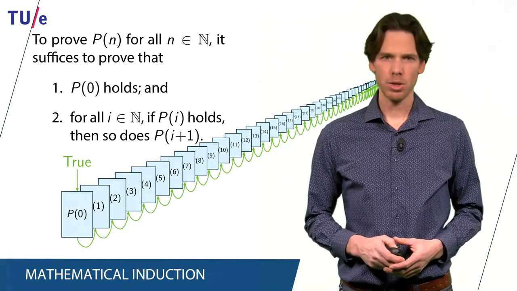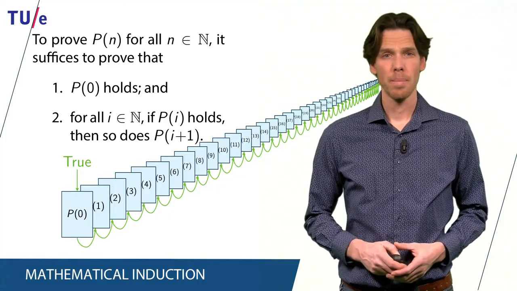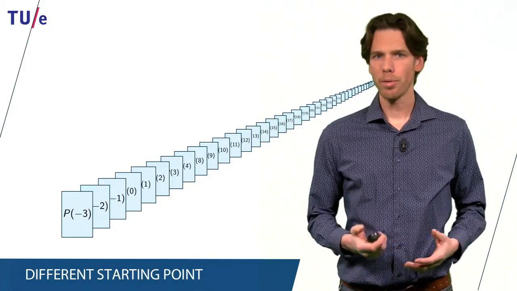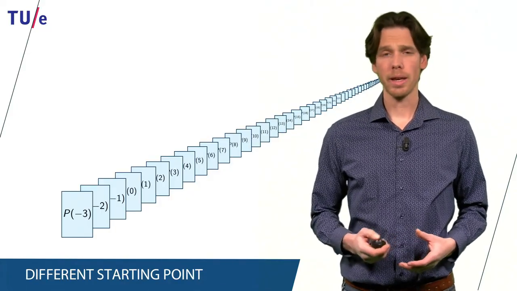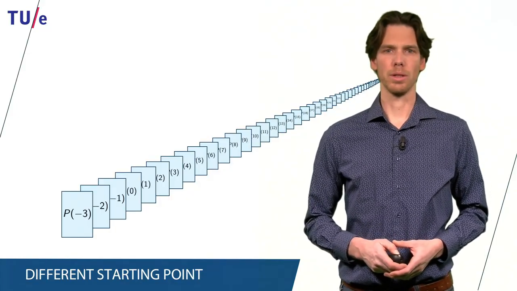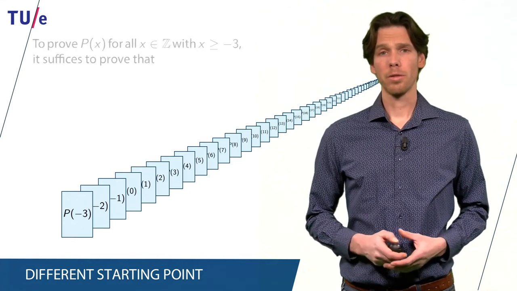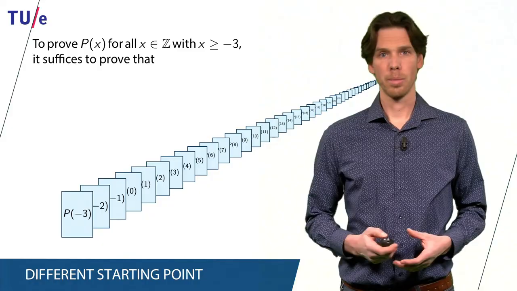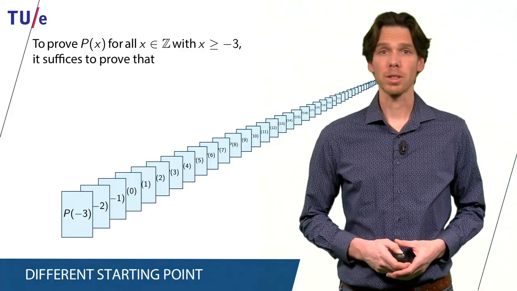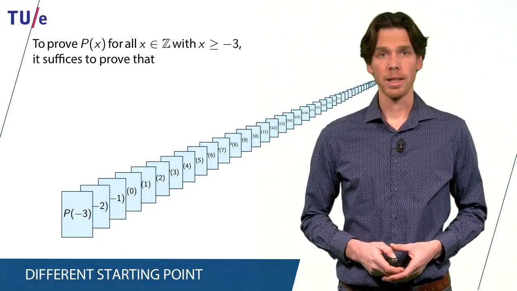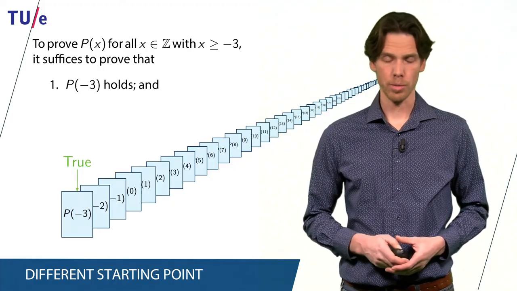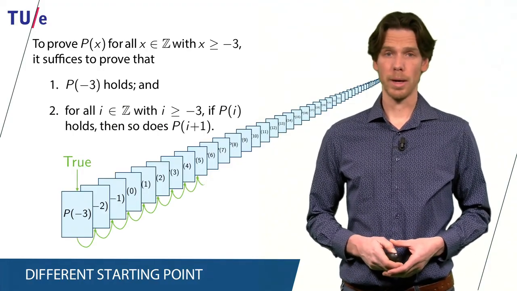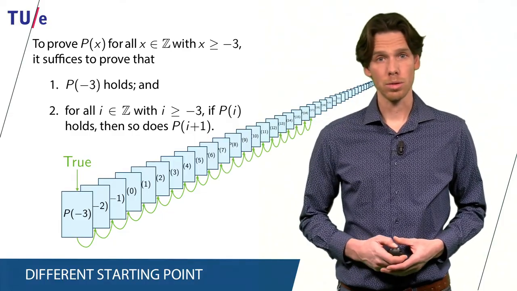It is not really essential for the principle of mathematical induction which number is taken as a starting point. We could, for instance, reformulate the principle of mathematical induction taking the integer -3 as starting point. The principle of mathematical induction would then be as follows. To prove the predicate P for all integers x greater or equal -3, it suffices to prove that the predicate holds for -3, and that for all integers i greater or equal -3, the predicate is passed on from i to its successor.